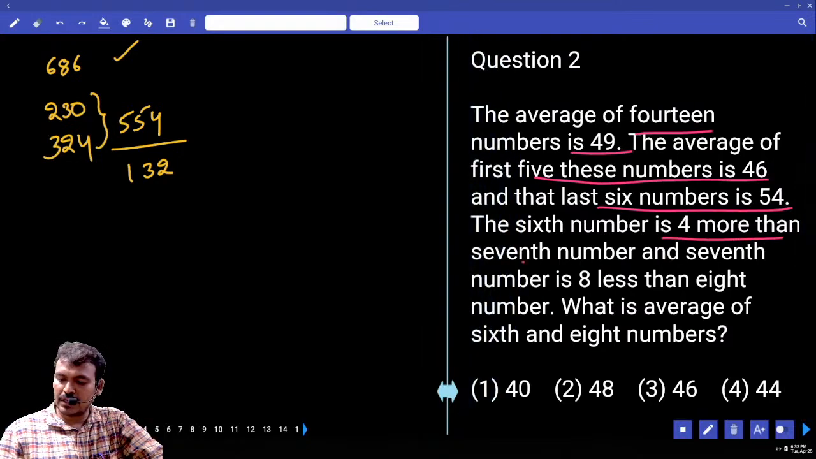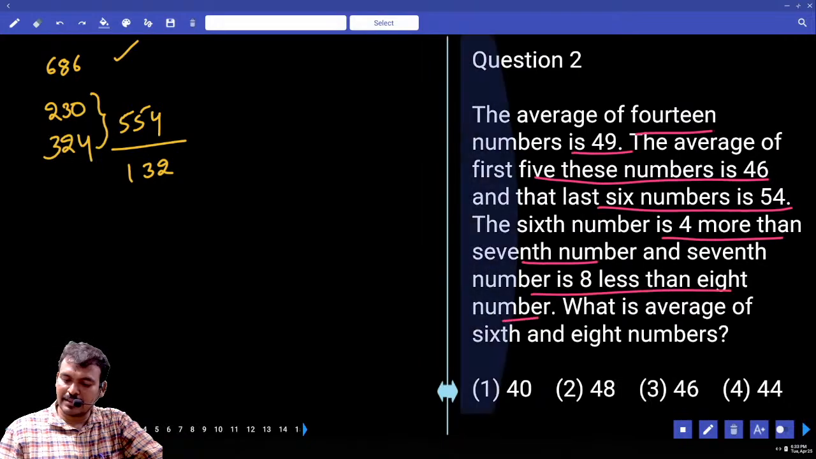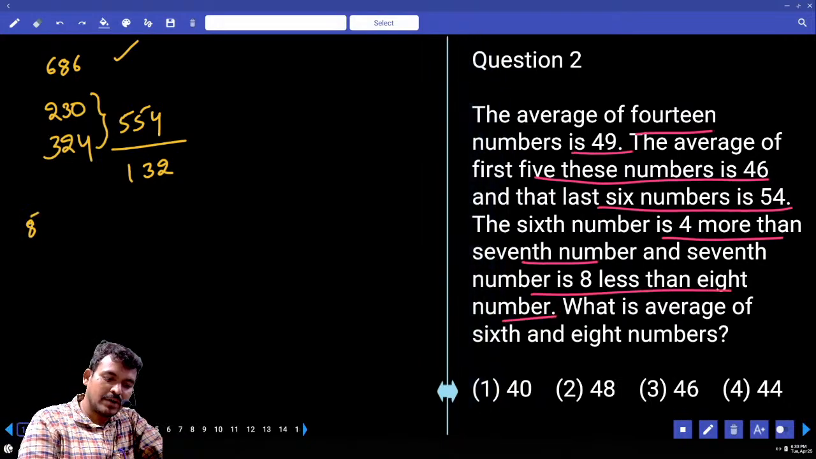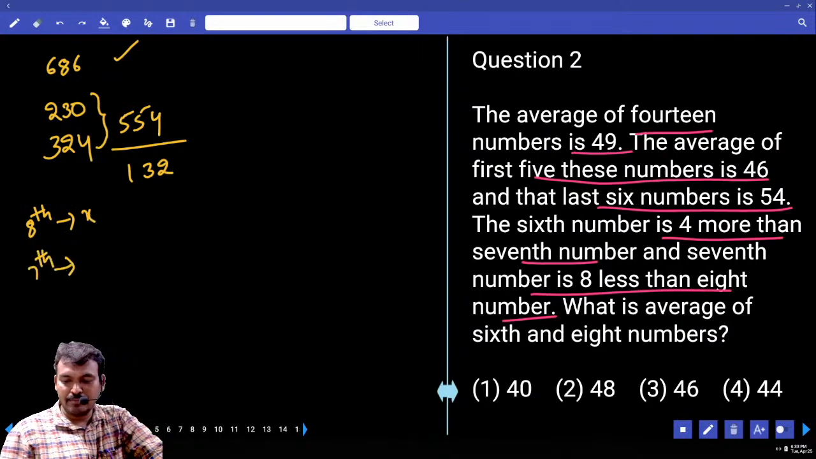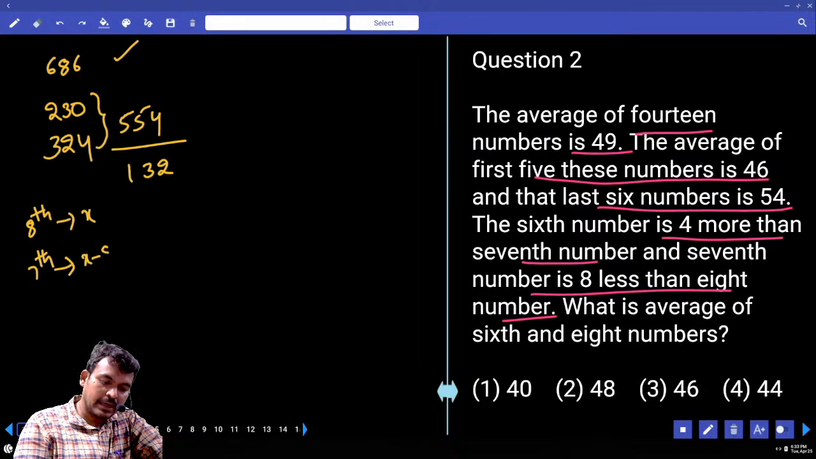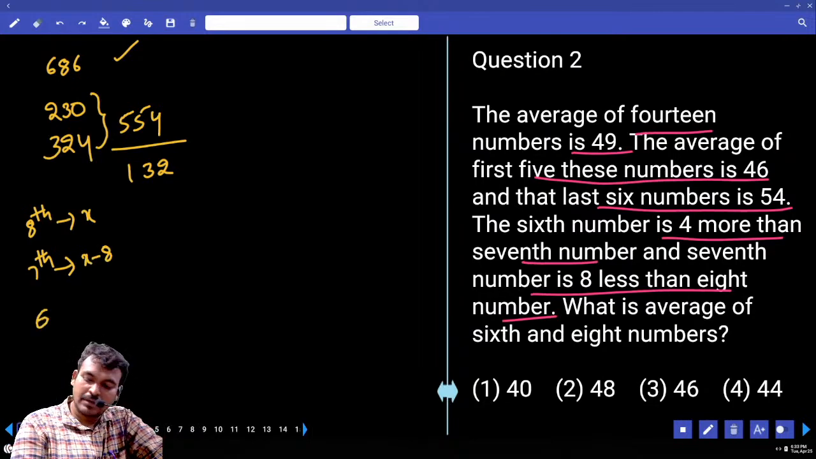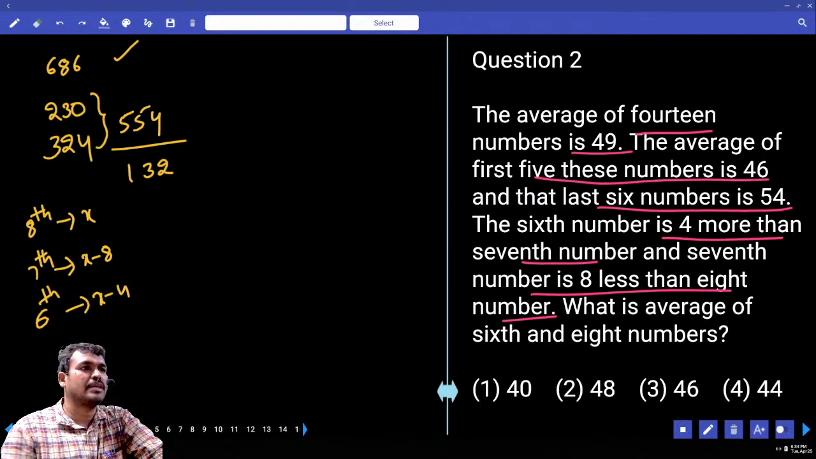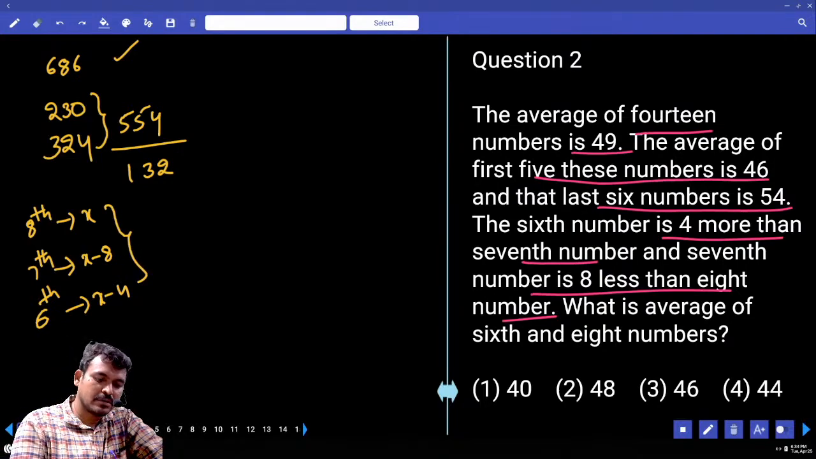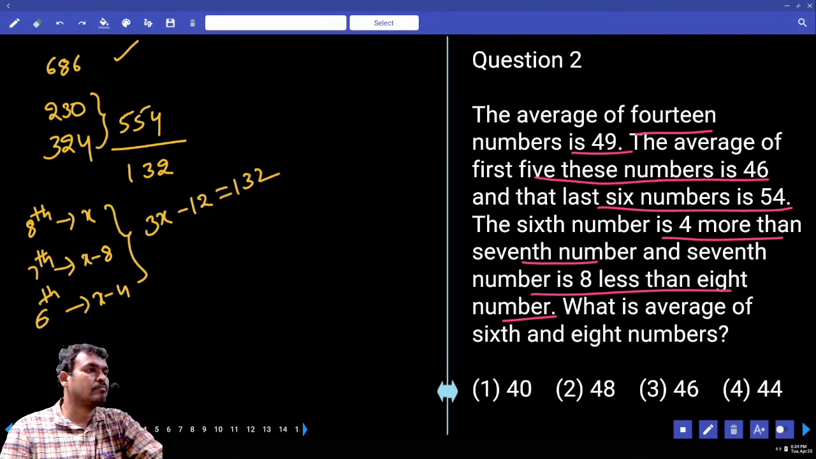6th number is 4 more than the 7th. 7th is 8 less than the 8th number. Suppose 8th number we consider x. 7th number is x minus 8. Next, 6th number is 4 more than the 7th one, means x minus 8 plus 4, which is x minus 4. What is the sum of these numbers? 3x minus 12 equal to 132. 3x equal to how much? 144. X equal to how much? 48.